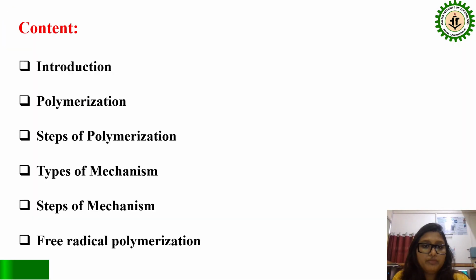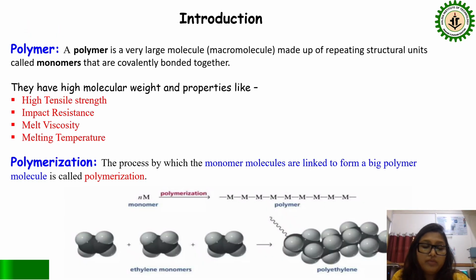This is the content of my topic that I would discuss: introduction, polymerization, steps of polymerization, types of mechanism, steps of mechanism, and free radical polymerization. But very quickly, let's see what a polymer is and some of the important terms related to it. A polymer is formed of repeating structural units which are formed by monomers. They have high molecular weight and properties like high tensile strength, impact resistance, melt viscosity and melting temperature.